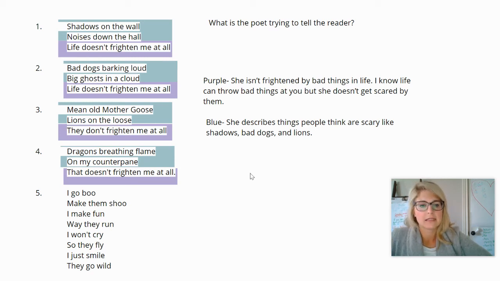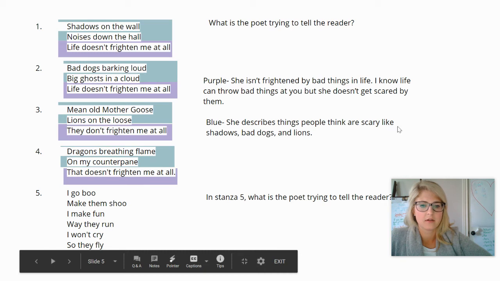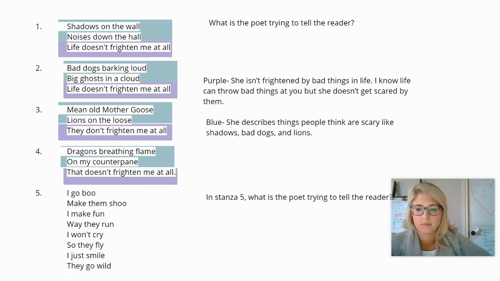Now I want you guys to try. So in stanza 5, so right here, I'll move my mouse so it doesn't make that black box. In stanza 5, what is the poet trying to tell the reader?